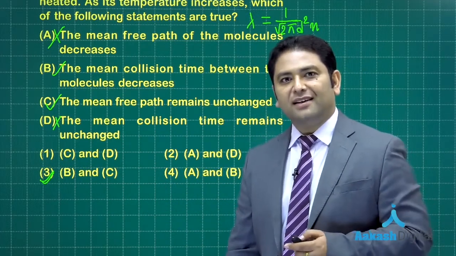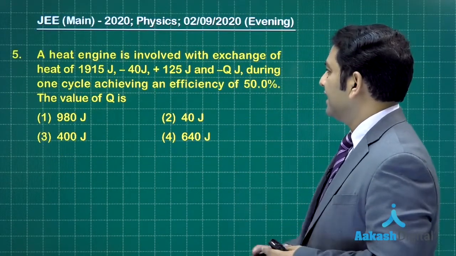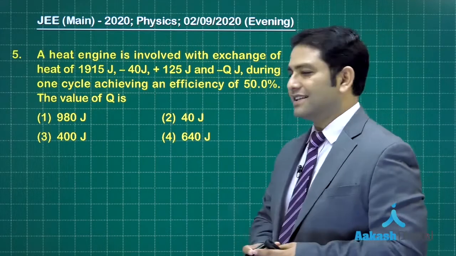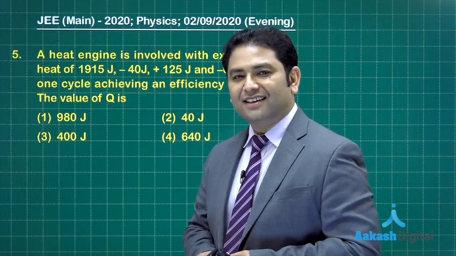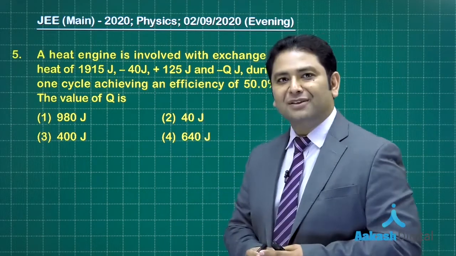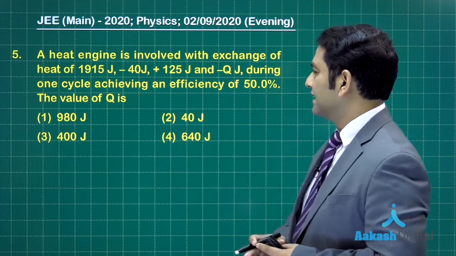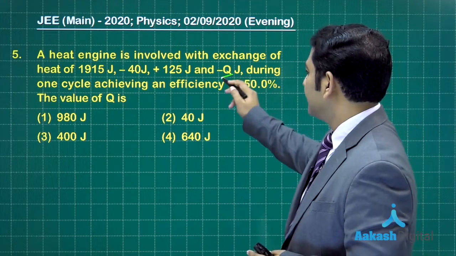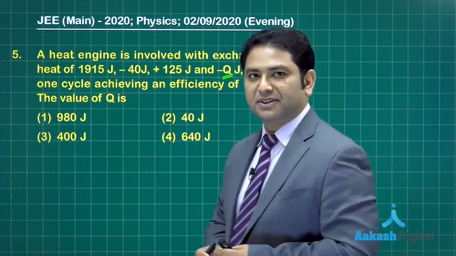Let's go for the next one, and that is something like this. You could see a heat engine is involved with the exchange of heat, as given. Wherever the positive sign of heat is there, that means heat is absorbed, and the negative sign of heat means heat is evolved. And that completes one cycle. We need to calculate the value of this Q, the magnitude part, and the efficiency is given as 50%.